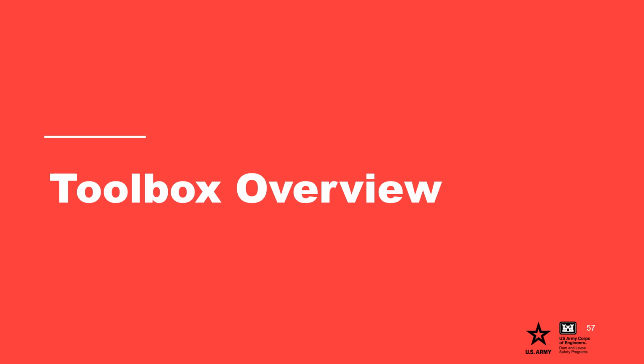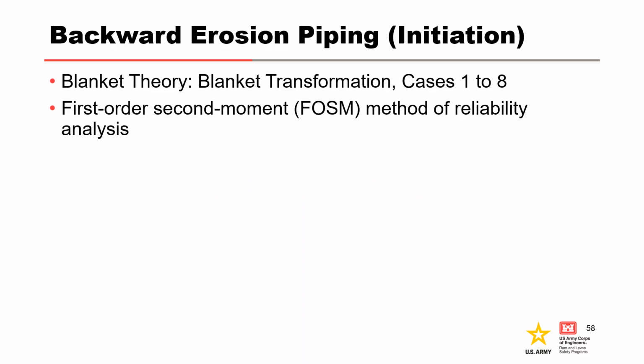Toolbox overview. The RMC Backward Erosion Piping Initiation Toolbox contains two methodologies. First, cases 1 through 8 of the blanket theory, and the second is the first-order second-moment method of reliability analysis.